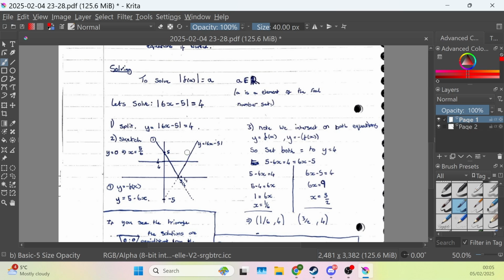And then sketch each one. So you've got mod 6x minus 5 here, and you've got the minus of that. And then you sketch the y equals 4 here. Just some quick coordinates I wrote here. When y equals 0, x equals 5 over 6. So this bit down here is 5 over 6. And this line here, this equation, is y equals minus f of x, which is actually y equals 5 minus 6x.